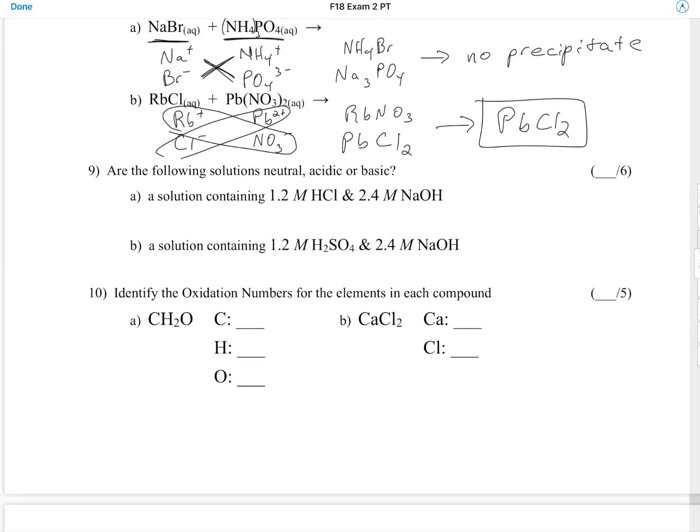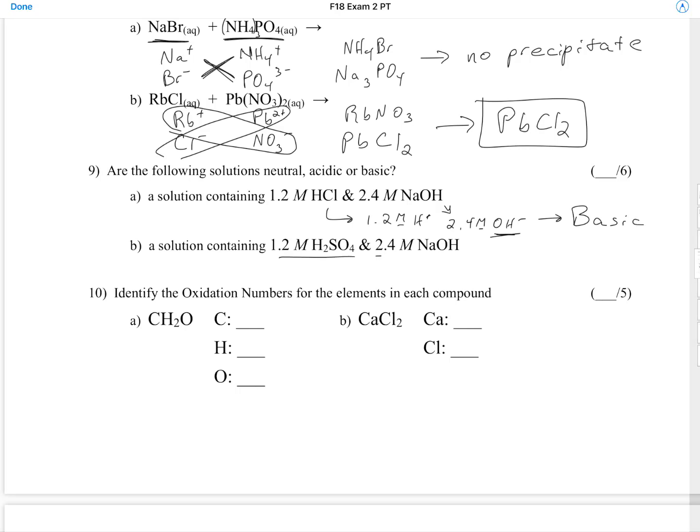Moving on to number 9. Are the following solutions neutral, acidic, or basic? So in this we're looking, do we have more OH- or H+? Well, 1.2 molar HCl will give us 1.2 molar H+. Then we'll get 2.4 molar OH-. So we have more OH-, so that means it's basic.